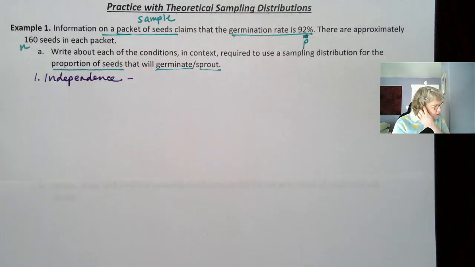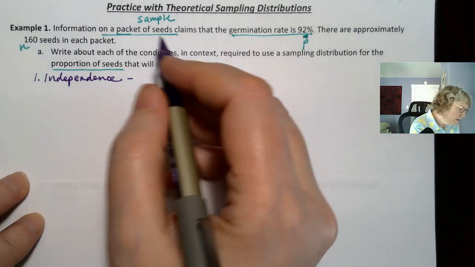Now, we won't always be given a lot of information about this, but I want to specify what we would need. We are going to need a random sample. If we were doing this in real life, we would hopefully be thinking about this before we take our sample. What do we need for independence? What do we need for large sample size? What do we need for random sample? So for independence, the seeds must be independent from each other in terms of germination rate.